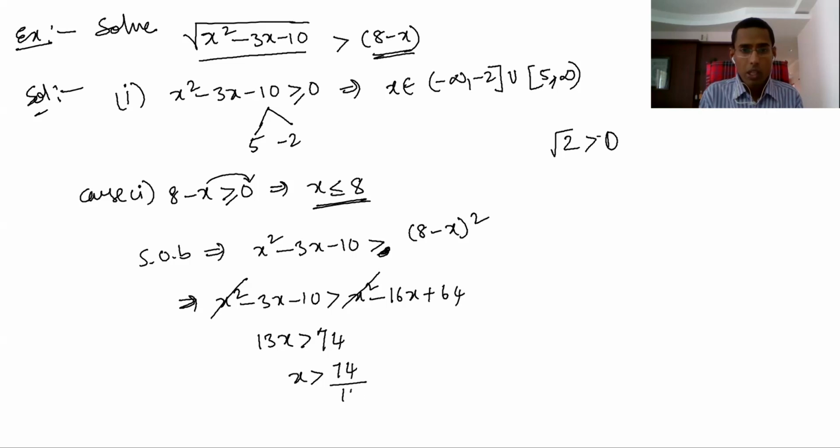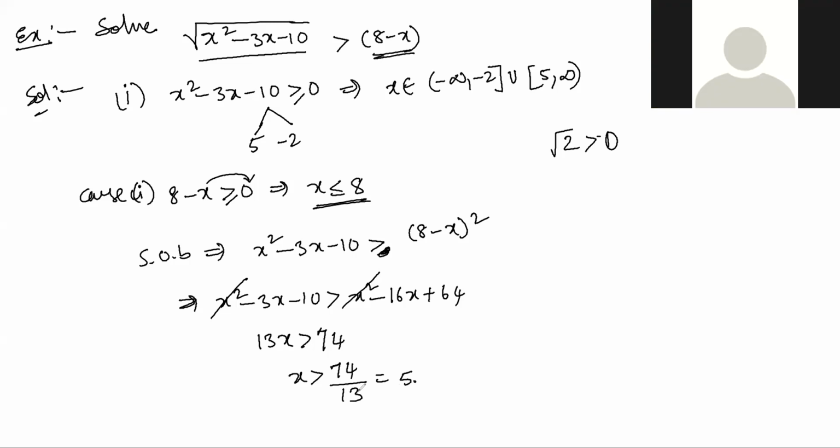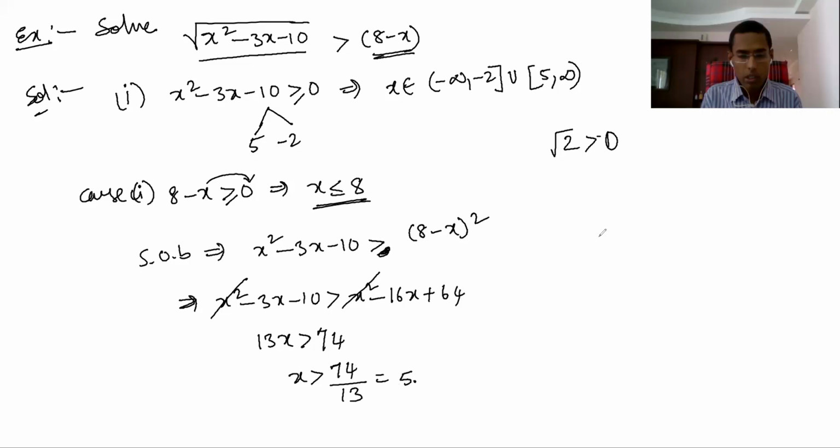So 74 by 13, then we will see. 74 by 13, approximately I am writing. 13 5s are 65, 13 6s are 78. Therefore here, 13 5s are 65, point something is there. So 5 point something means it is there in this interval. Therefore this is a solution.